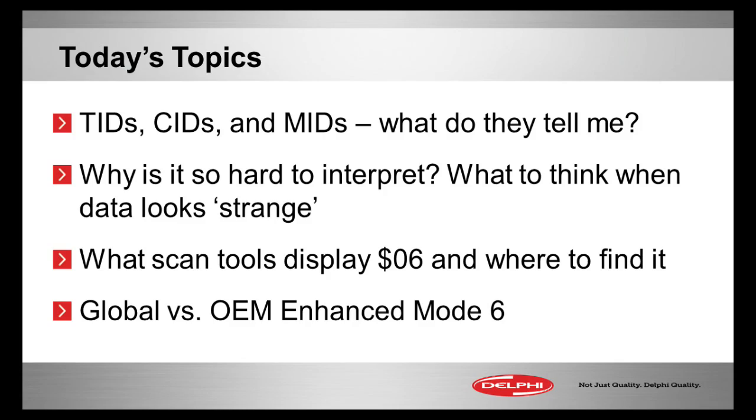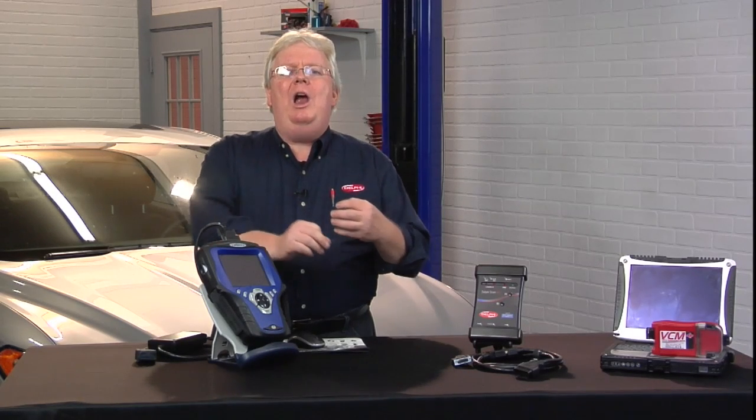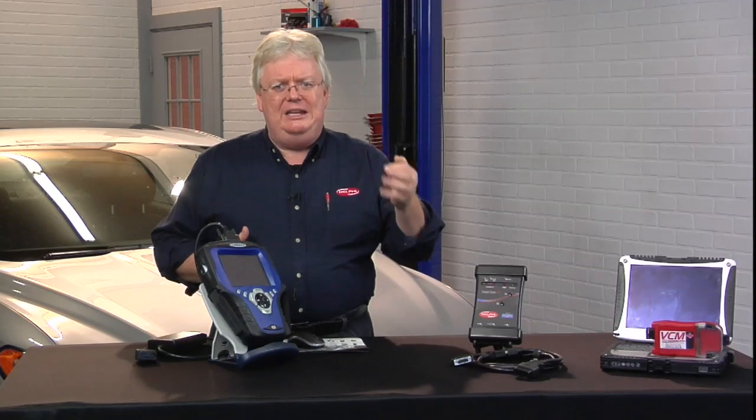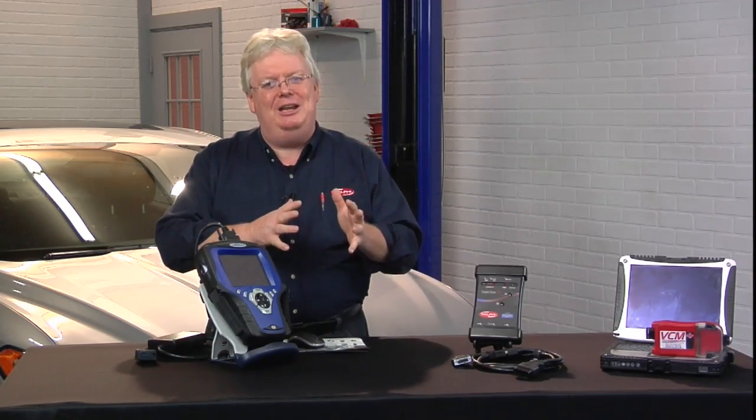and what do they tell you, and why is sometimes Mode 6 data so difficult to interpret, and what to do when the data looks strange on your scan tool. We're going to also look at where you find Mode 6, which scan tools have it, which ones don't typically, and a little bit of pathing examples of how to locate it on your scanner, and then also emphasize some differences between global OBD2 or generic OBD2 Mode 6 versus enhanced powertrain Mode 6.